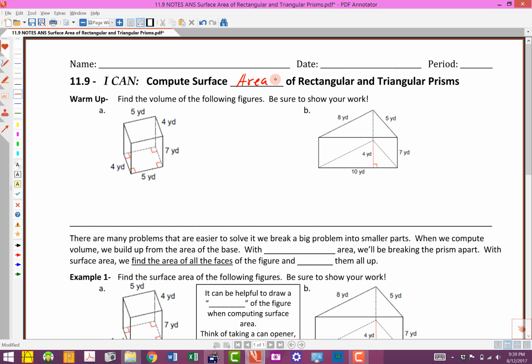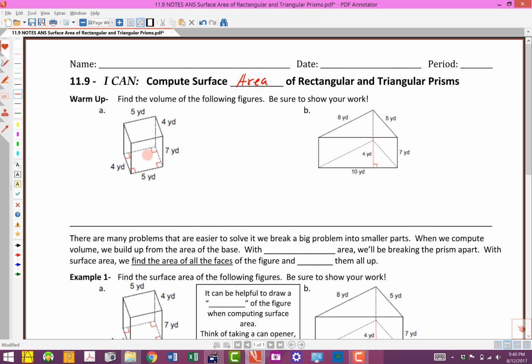Now, in the last unit we talked about volume, and volume usually is more complicated. But in this particular case, when we start talking about computing surface area, there's quite a bit more going on than when we were dealing with composite areas or volume of prisms and different things like that. So the warm-up here, just to remind ourselves: find the volume of the following figures. Be sure to show your work.